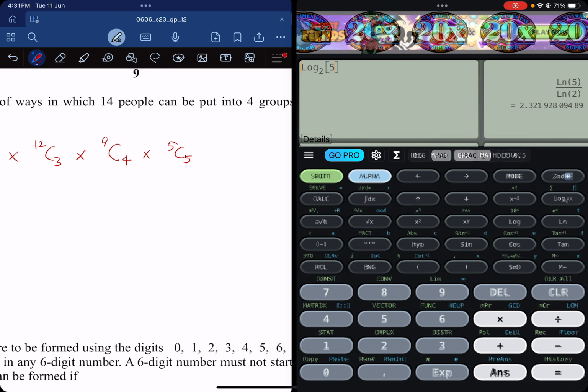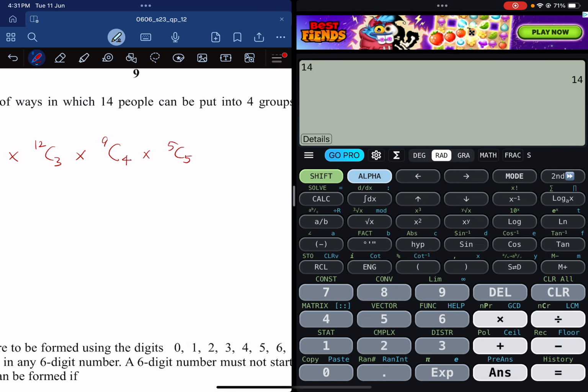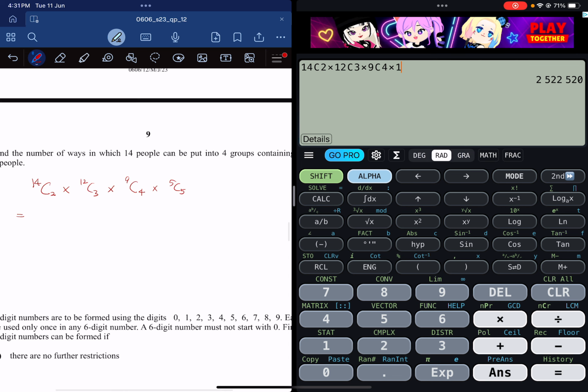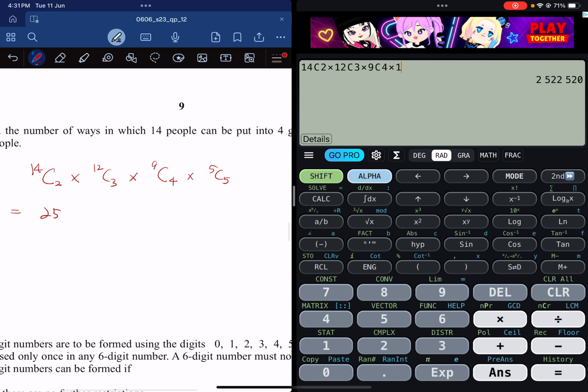So 14 C2 times 12 C3 times 9 C4 times 1. So 2, 5, 2, 2, 5, 2, 0.